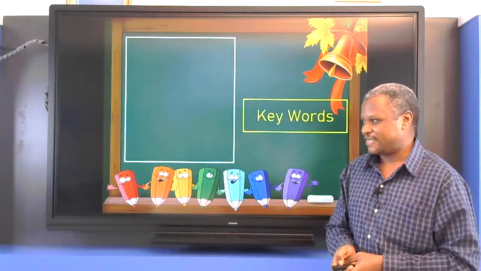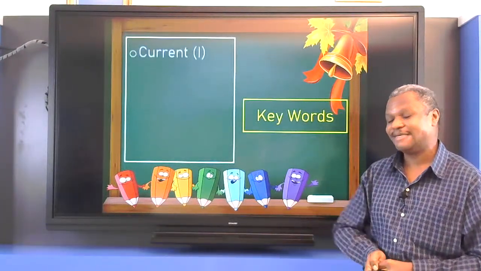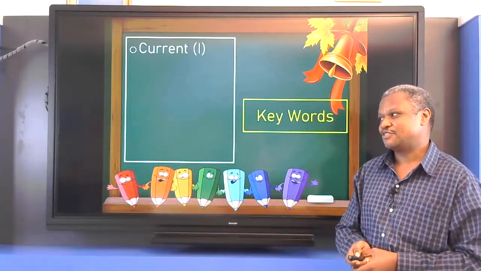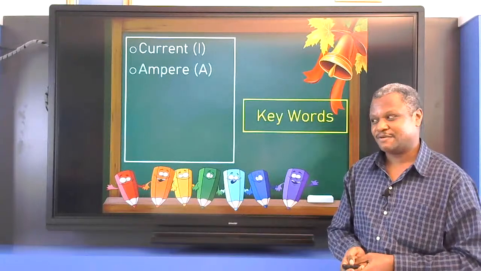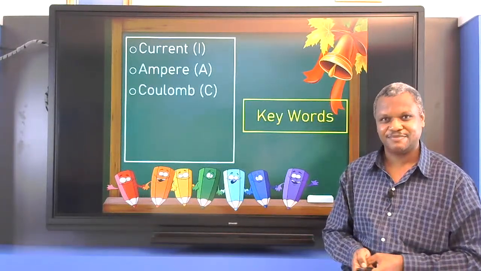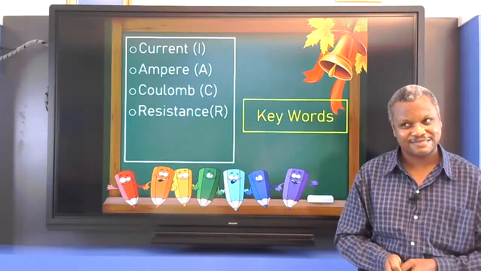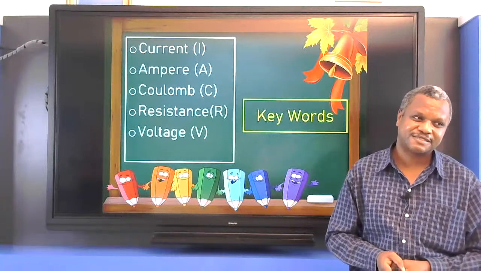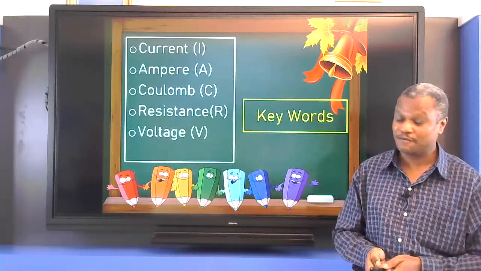The keywords we have for this topic are as follows. 1, current. 2, ampere. 3, coulomb. 4, resistance. 5, voltage. And the last one we are going to look at today is Ohm's law.